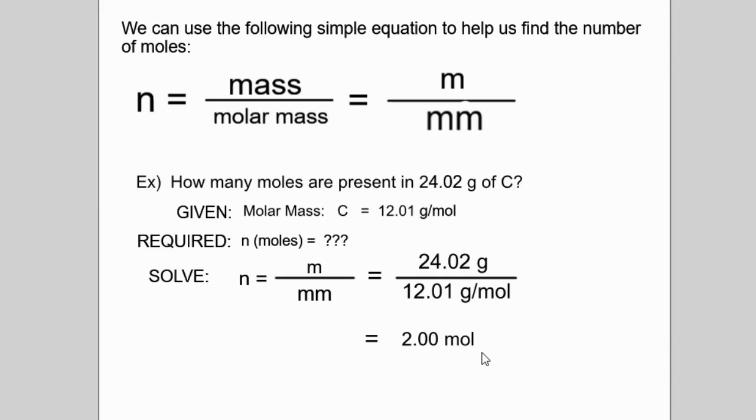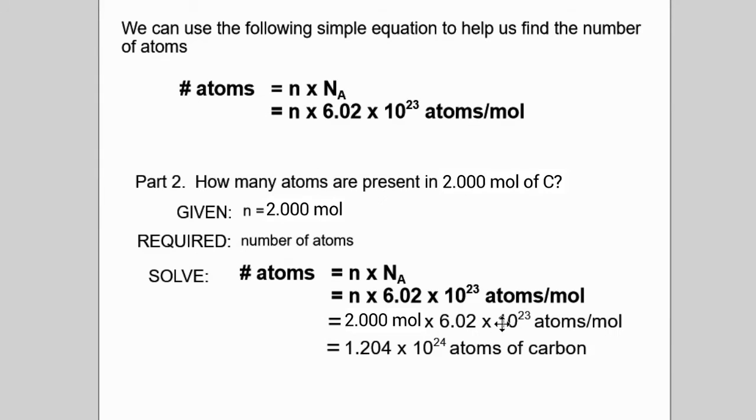Now we can go into the second step. How many atoms are there? If we look at this formula, we see the number of atoms is found by multiplying the number of moles by Avogadro's number, 6.02 times 10 to the power 23, and the units here are atoms per mole. How many atoms are present in 2 moles of carbon? First, you're given 2 moles of carbon, and you're trying to find the number of atoms.